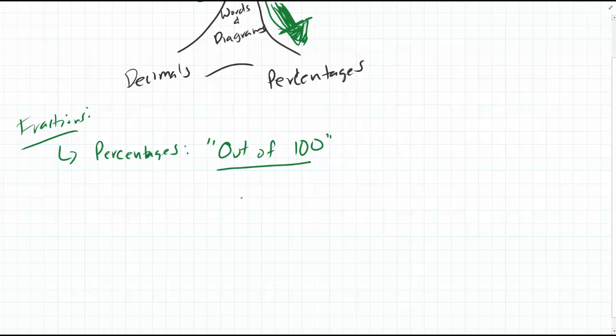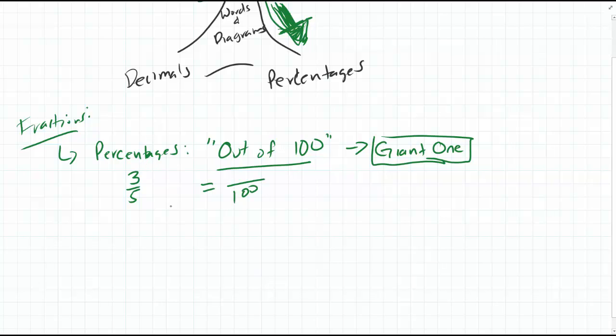Okay, so if we have, let's say, the fraction 3/5, how do I get this fraction out of 100? The strategy, hopefully you remember, is called the giant 1. I'm not going to really review how to use the giant 1, but we're going to use it in our example. To get this out of 100, we need the denominator as 100. So we need to think, 5 times what is 100? 5 times 20 is 100. Or 100 divided by 5 is 20. So we get this giant 1.